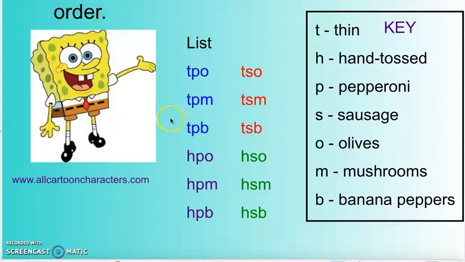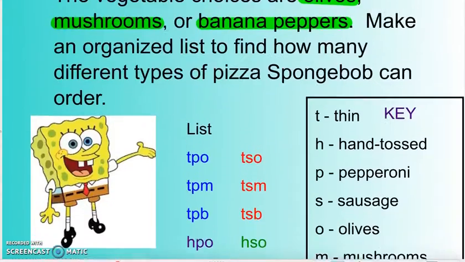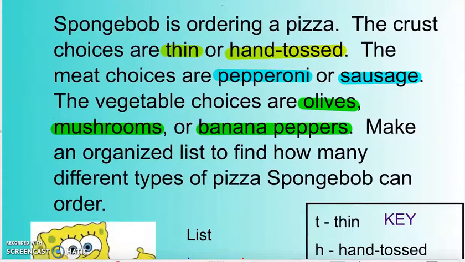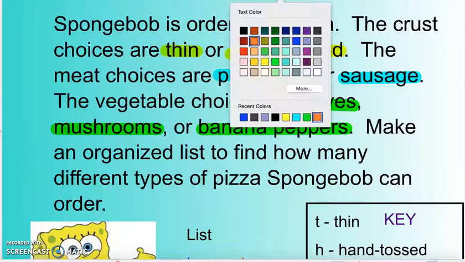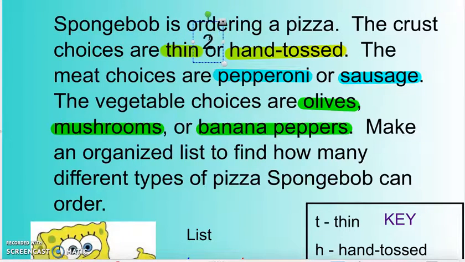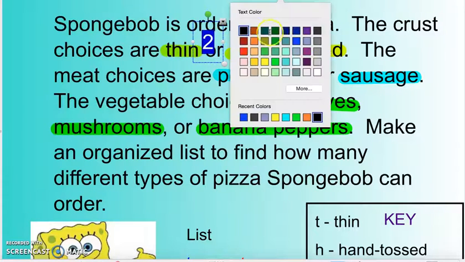So if I count up all these different options, I have 1, 2, 3, 4, 5, 6, 7, 8, 9, 10, 11, 12. And what I'm going to do is make sure that my list matches the product that I would get when I multiply all these together. So for instance, notice I have different colors. Crust I put in yellow, and how many are in yellow? 2. So I am going to write the number 2 above that, and let's put it in red so you can see it.